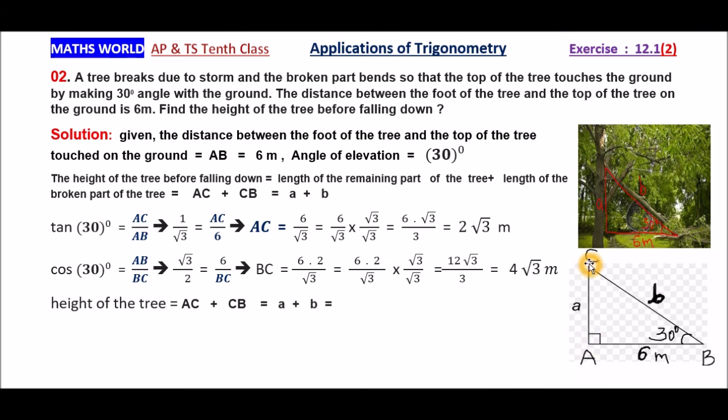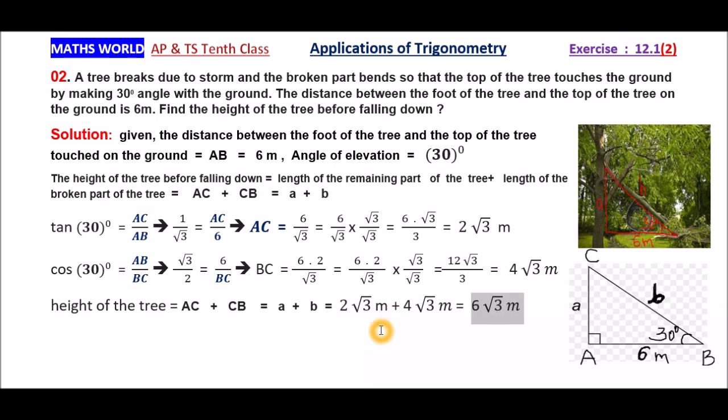AC is 2 root 3, and BC is 4 root 3. So that is equal to 2 root 3 meters plus 4 root 3 meters. Root 3 is the same. So 2 plus 4, 6. That is equal to 6 root 3 meters.